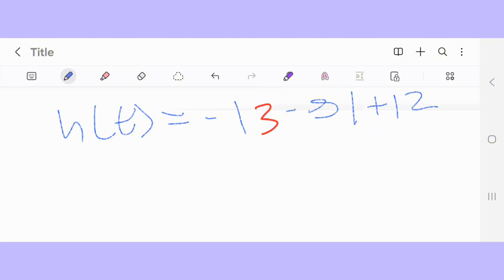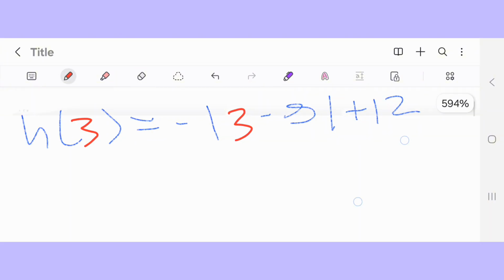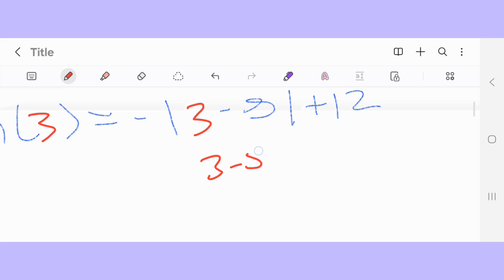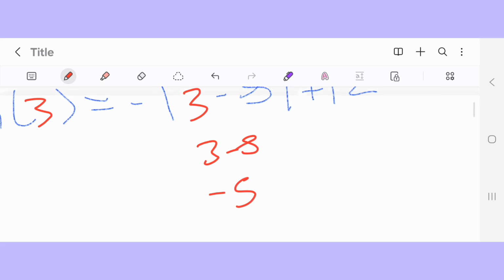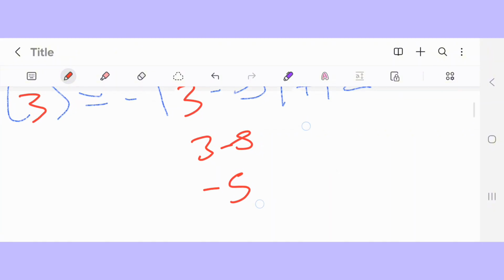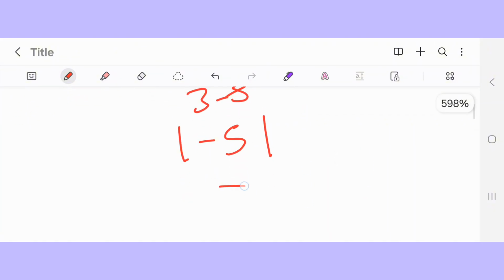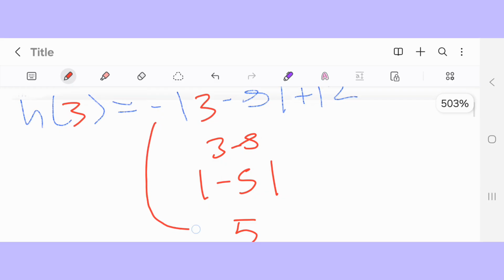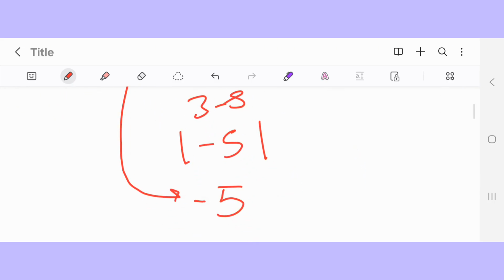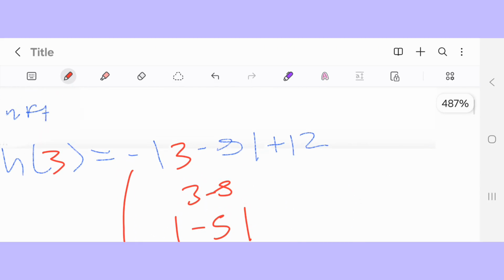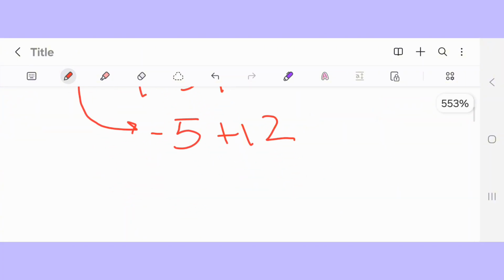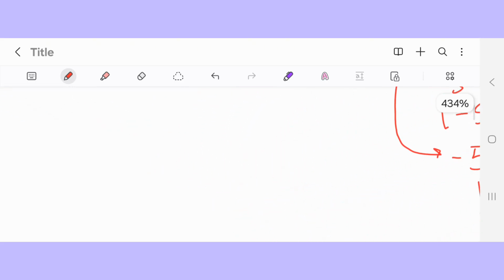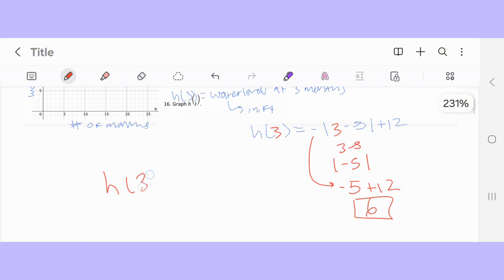Okay, and then I'm going to replace this right here with 3 as well, and then we're just going to continue to solve. So 3 minus 8 is negative 5. Yep, negative 5, and then the absolute value of negative 5 is 5, but then we add back on that negative sign, so it's going to be negative 5, and then we add in that plus 12. Negative 5 plus 12 is 6. Okay. So this is just saying that h of 3 is equal to 6.